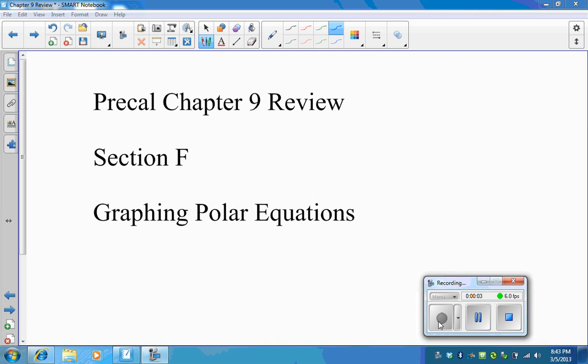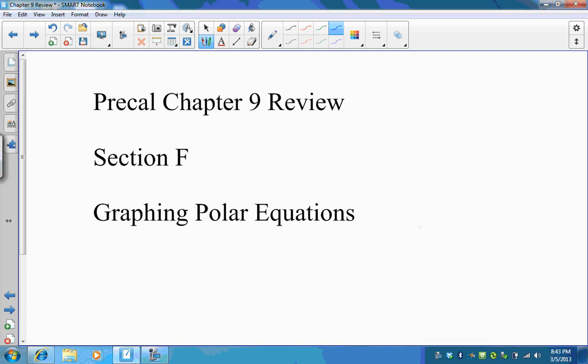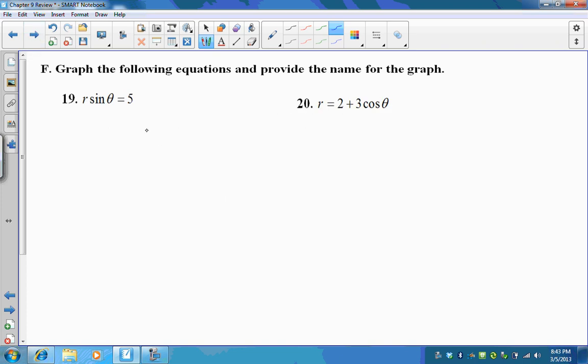Alright, moving on with the next section of the review. This is the graphing of polar equations. Lots of different things to think about with this section, so it's probably going to be the toughest part of the test. My guess, I don't know, I could be wrong. There's no time for everything.